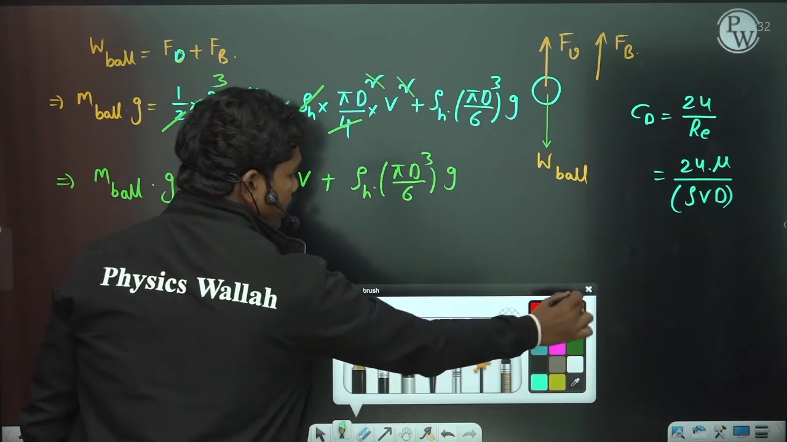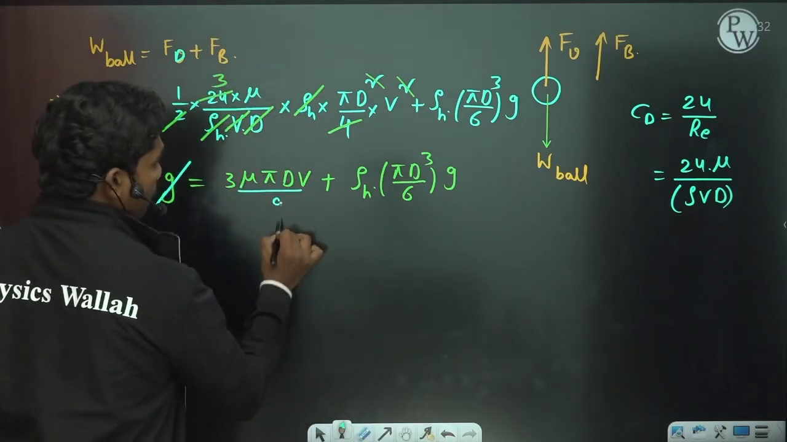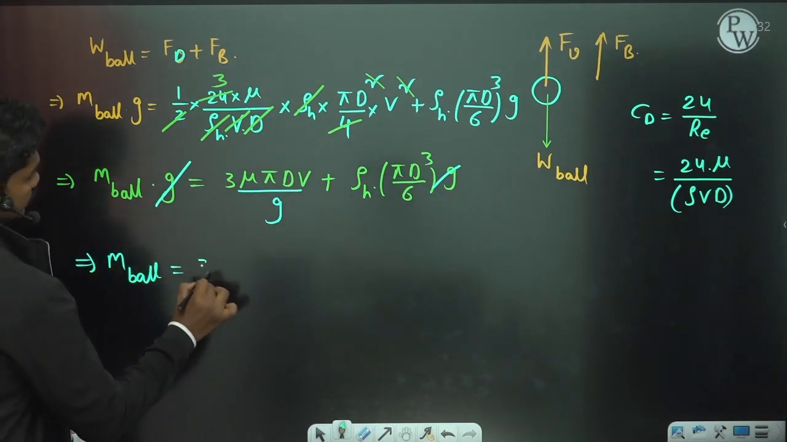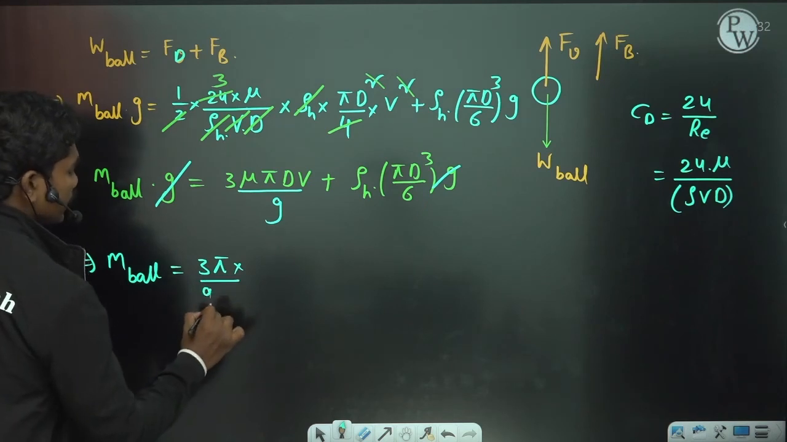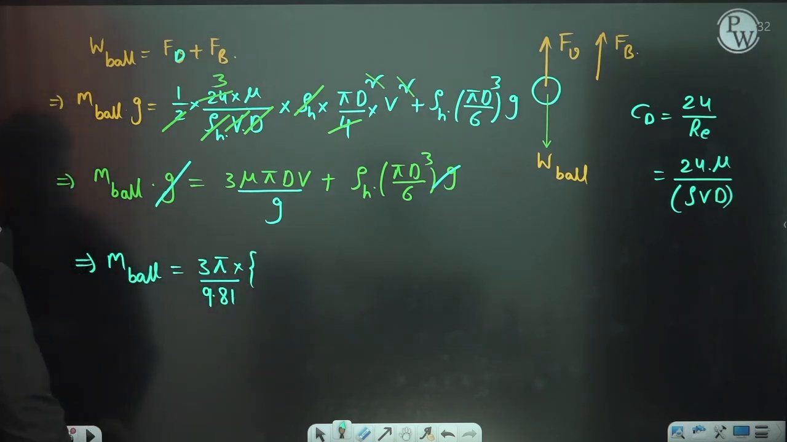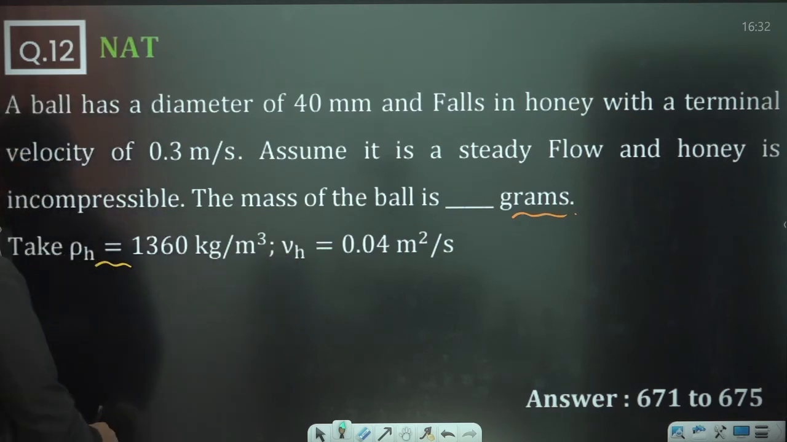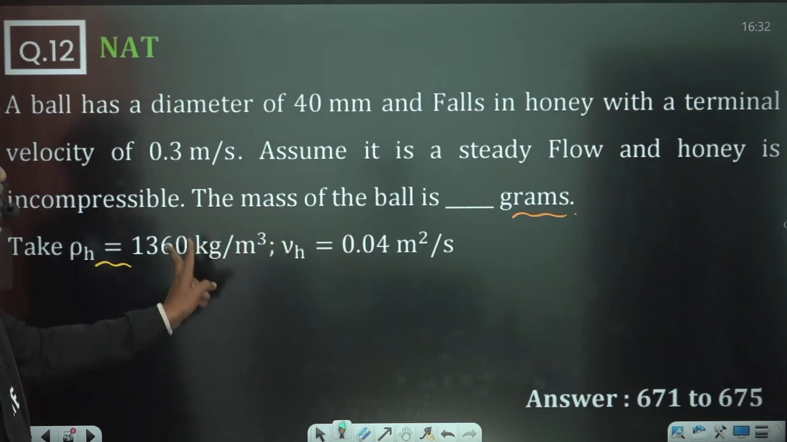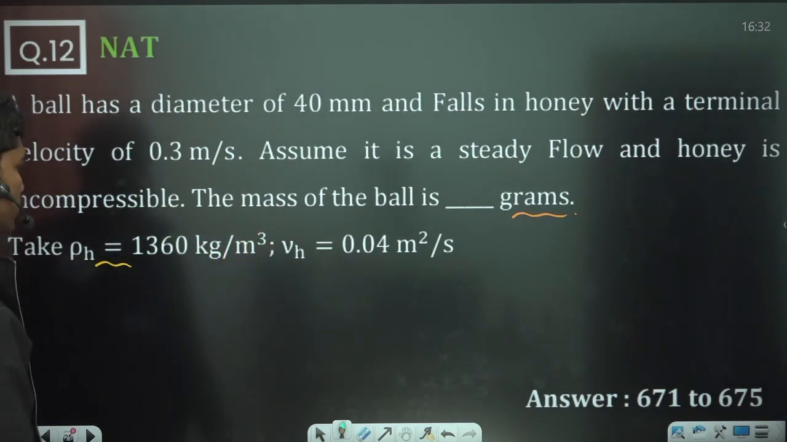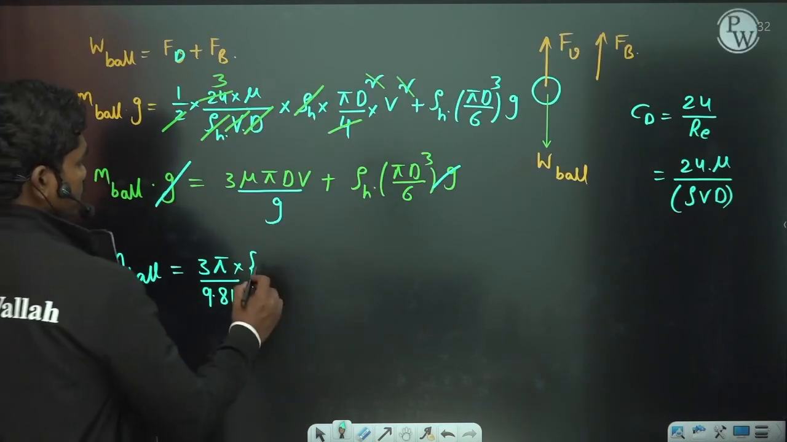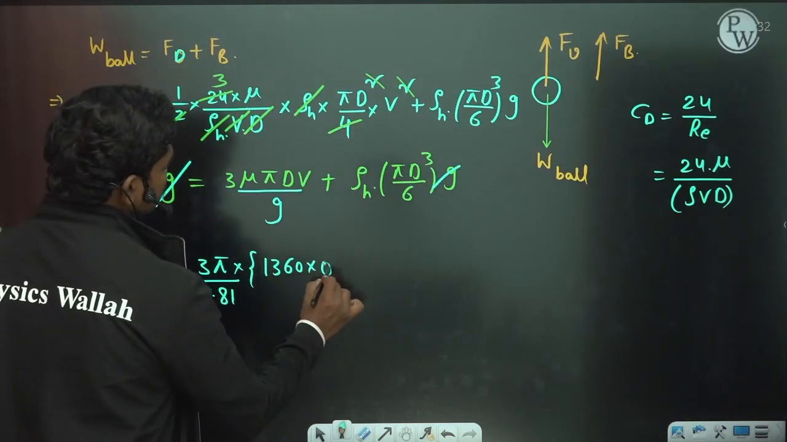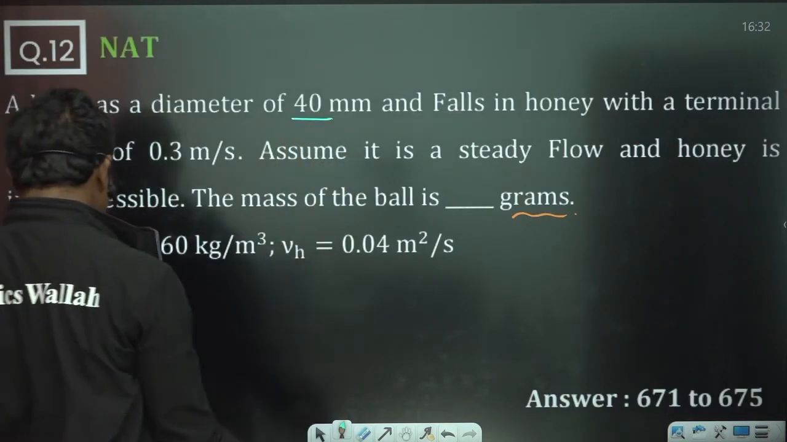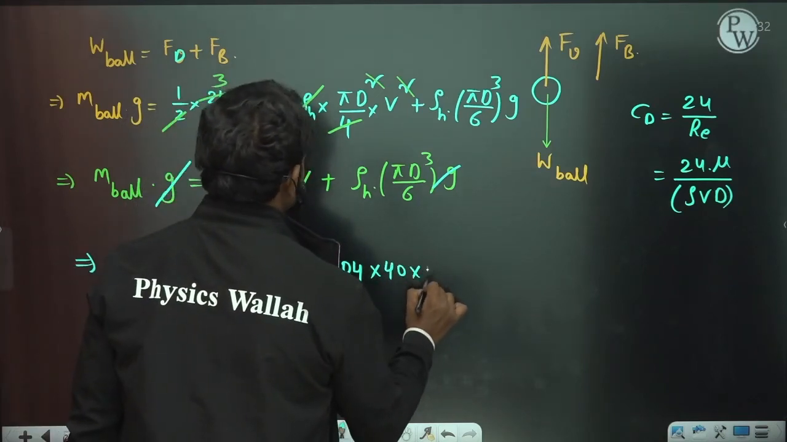Since our interest is the mass of the ball, let us cancel g. So mass of the ball is equal to, let us see how many kgs, 3 into pi into mu dv divided by g of 9.81. What is the dynamic viscosity of honey? They have given you the kinematic viscosity directly, but you need dynamic viscosity. Dynamic viscosity is the product of density and kinematic viscosity. So 1360 into 0.04, into the diameter of the ball, 40 into 10 to the power minus 3, into velocity.